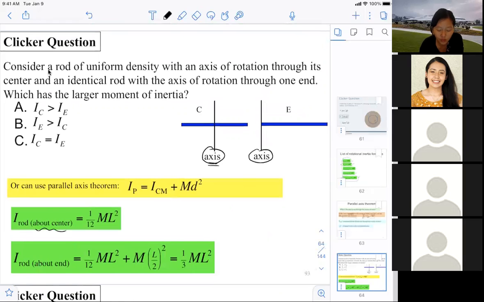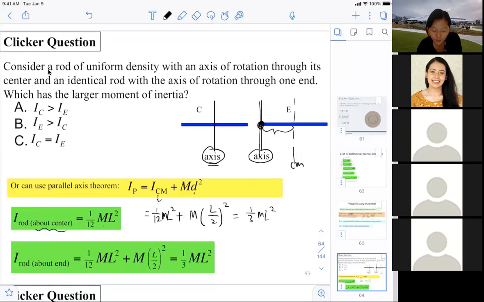So relative to the center is 1/12 ML squared. This is what we just derived, or you can look it up. Relative to the one at the end is whatever is relative to the center plus the mass times the distance. The distance of the new axis relative to the center of mass axis is half of the length of the rod. So d is L/2 squared. Adding them together, you get 1/3 ML squared.